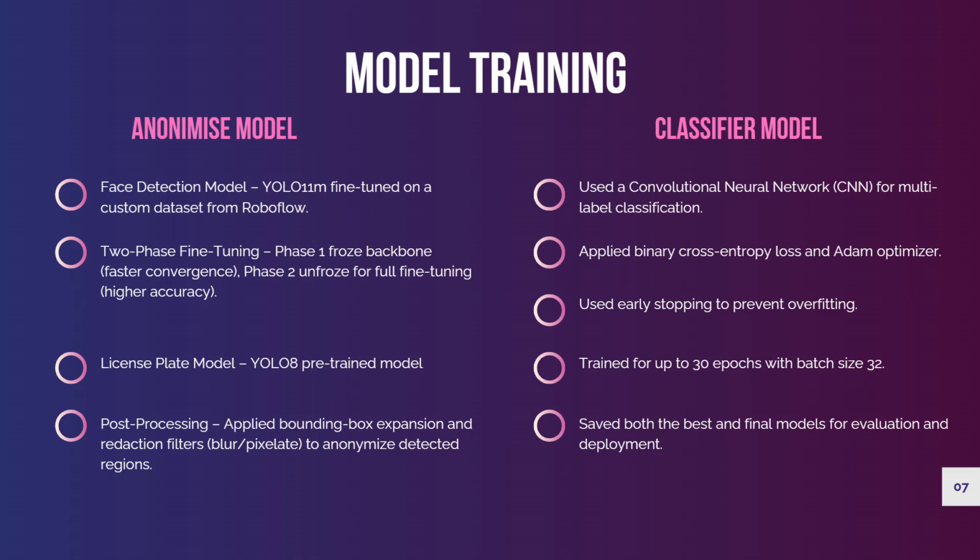For our classification task, we used a convolutional neural network to classify images into one of 6 subcategories. We trained the model with binary cross-entropy loss and the Adam optimizer for efficient convergence. Early stopping was applied to prevent overfitting, with a maximum of 30 epochs and a batch size of 32. Throughout training, we saved both the best performing model and the final model for evaluation.